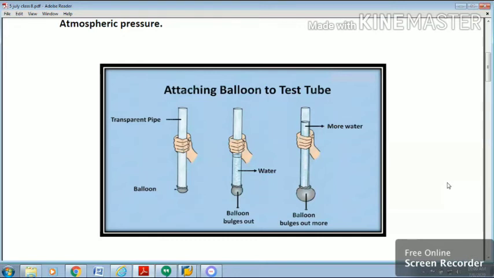Now pour some more water in the tube, as you can see in the third figure. What do you observe now? You will find that the bulge in the balloon increases. This shows that pressure increases with the height of the liquid column.